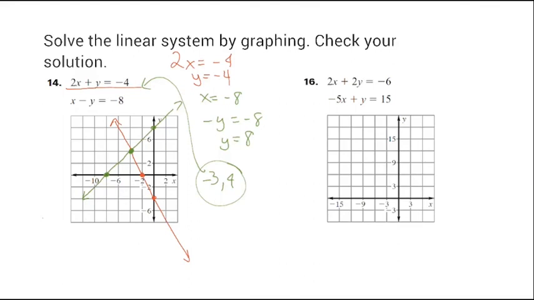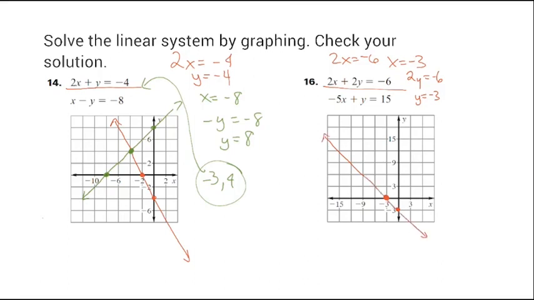For problem number 16, going to do the graphs the same way. If I cover up the y on the top equation, I get 2x equals negative 6. So x is equal to negative 3. Plot that point. I cover up the x's, I get 2y equals negative 6. So y is equal to negative 3. Plot that point. Connect the dots. Gives me my first equation.